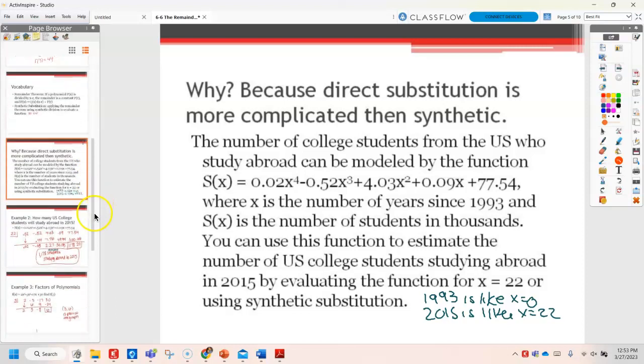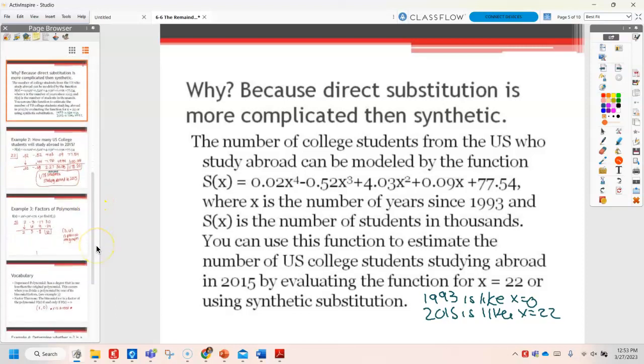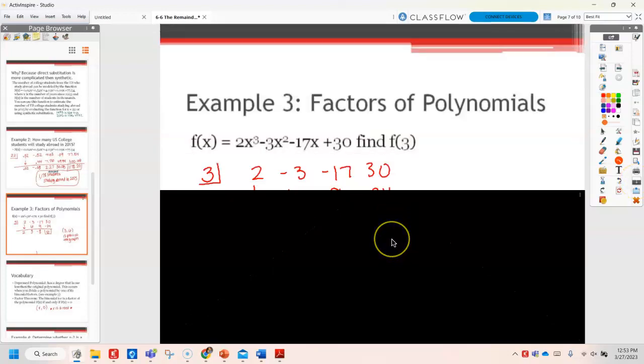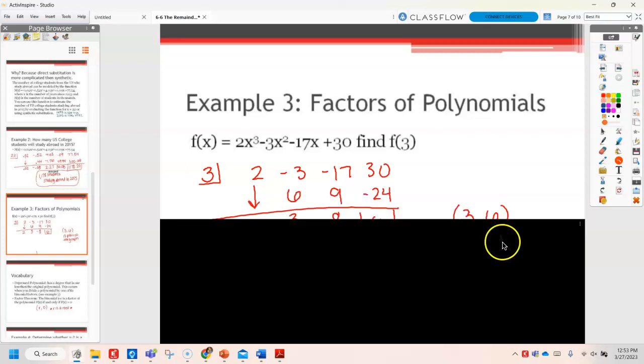So let's take a minute and do it again for other values. So if I asked you to do it with 2x cubed minus 3x squared minus 17x plus 30, and asked you to find f of 3, once again, the value you're looking for goes in your box. You write out your coefficients. Write down the first term, multiply your next terms, and continue going.